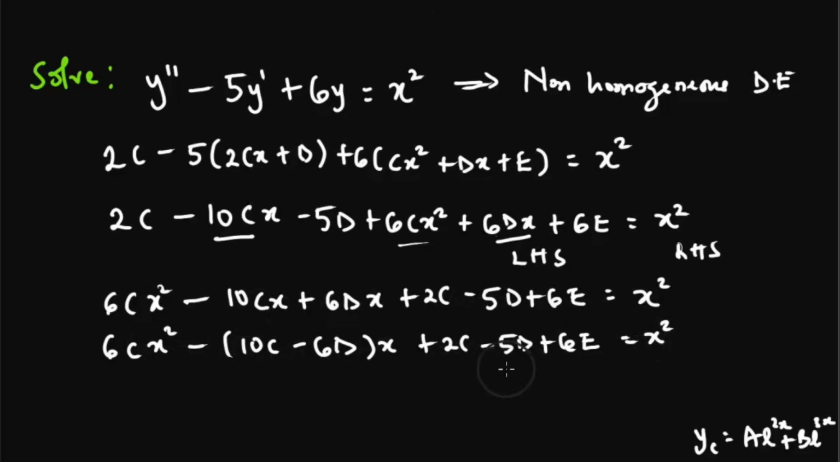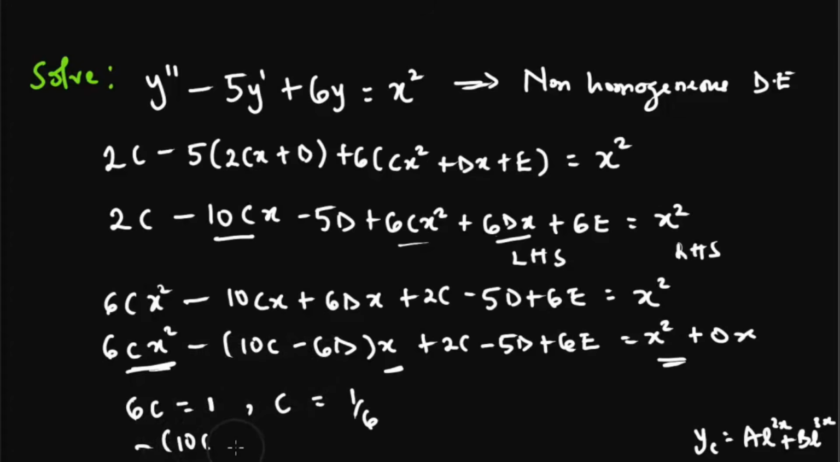Now we can easily compare the left-hand side to the right-hand side. We have x squared on the left-hand side, and x squared on the right-hand side. So comparing, we have 6c equal to 1, which means that c equals 1 over 6. We have x on the left-hand side, but on the right we have plus 0x, which is the same as 0. So when we compare, we can say that minus 10c minus 6d equals 0.